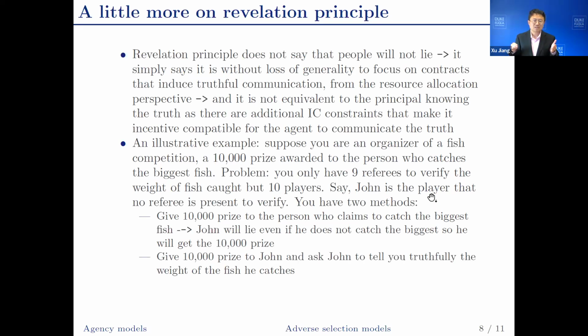The second scenario is, let's just give the $10,000 prize to John. And then I ask John to tell me truthfully the weight of the fish that John catches. In this case, John has the incentive to tell me truthfully because he already gets the prize, so it makes no difference for him to tell the truth or lie. Those 2 solutions are resource allocation equivalent because in both cases, John gets the $10,000 prize. But in the second case, John would truthfully reveal the information that John has.